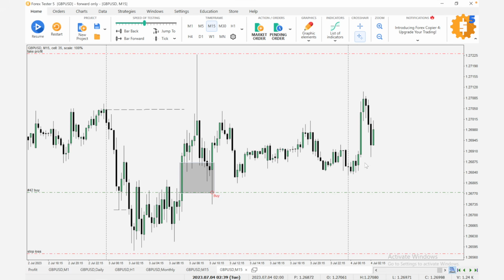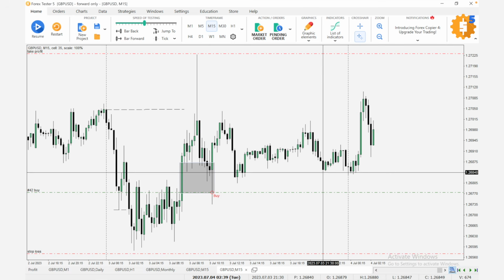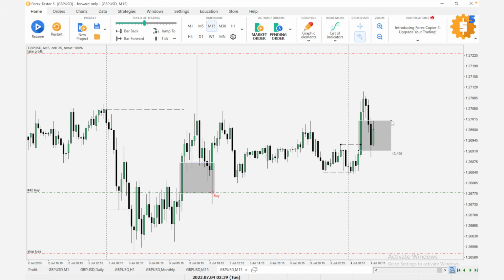As you can see, we are in a London kill zone again, and we have a very nice liquidity sweep. We have a market structure shift again. This is a fair value gap, and let's check whether it confluences with our OTE. Yes, it does, and we also have an order block.